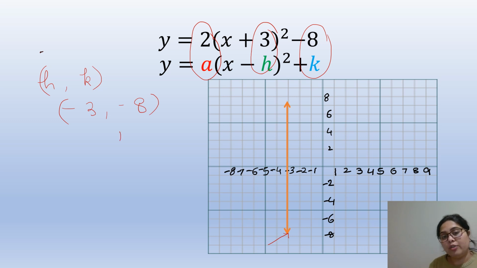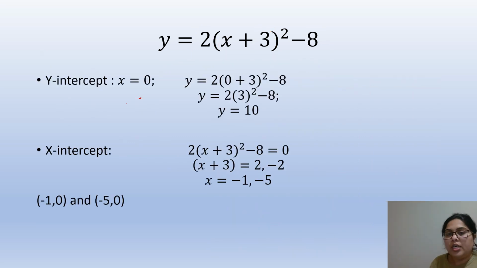Next we find the axis of symmetry, which is given by x equals h, which is -3. That means the axis of symmetry is x equals -3, which is this vertical line passing through the point x equals -3. Our next task is to find the x-intercept and the y-intercept. For the y-intercept, we will substitute x equals 0 right here, and we'll get the value of y to be equal to 10. That means the y-intercept is simply (0, 10).